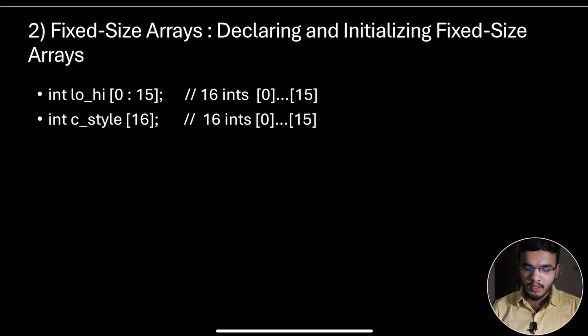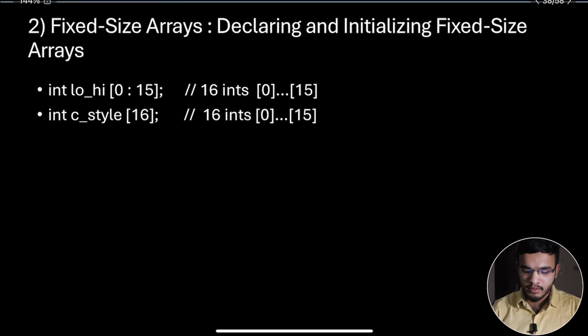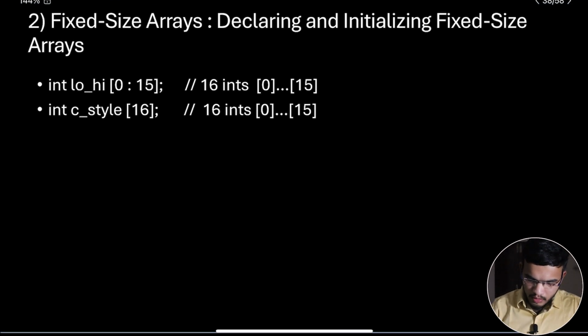Let's look into fixed size arrays: declaring and initializing fixed size arrays, and also a demo of these fixed size arrays. So these are typically declared as int, the name of the array, and the range, like the number of bits. This means it takes 16 integer values. Typical C style is just declaring it as data type, name, and in the brackets you mention the size of that fixed array.